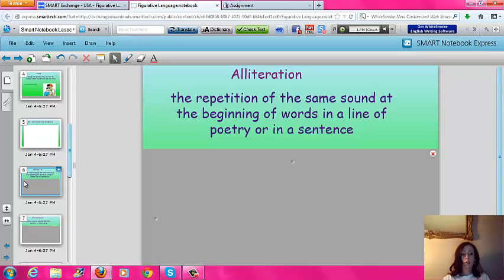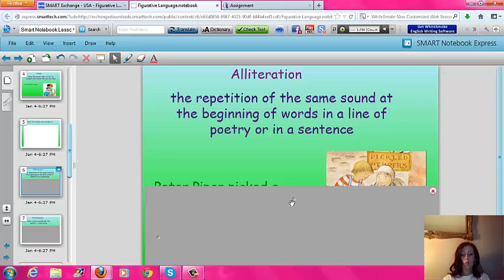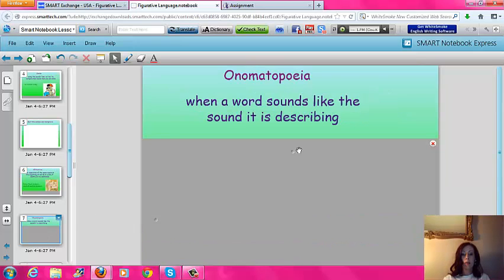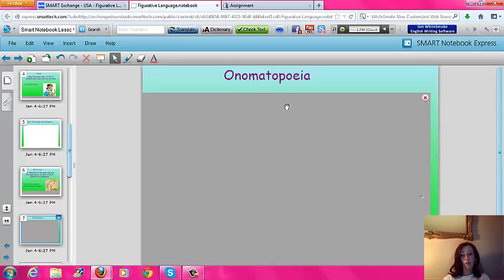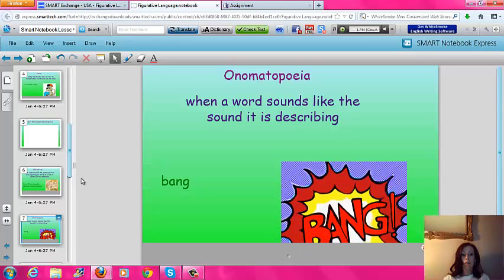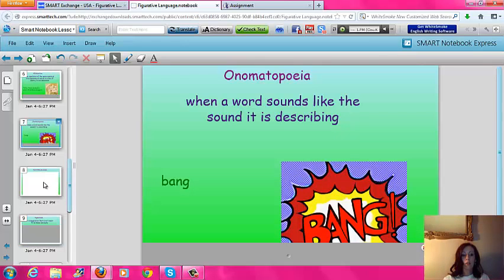Next slide talks about alliteration, and it is shown with the slide and just the repetition of the same sound at the beginning of a word in a line of poetry or in a sentence. You can scroll down, move the shade, and it gives an example. Going to onomatopoeia, once again, you can cover up the definition and ask students what they think it is. Onomatopoeia is using sound words to describe sound. And then it gives the example bang. Very common, very easy for students to relate to.